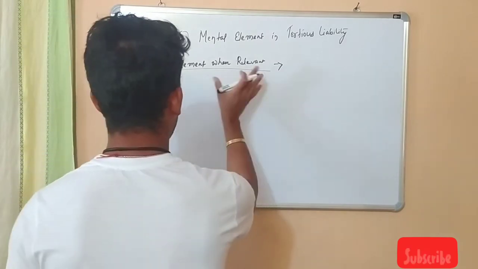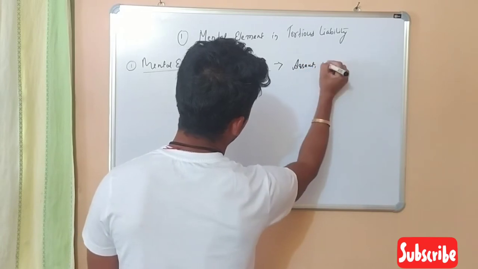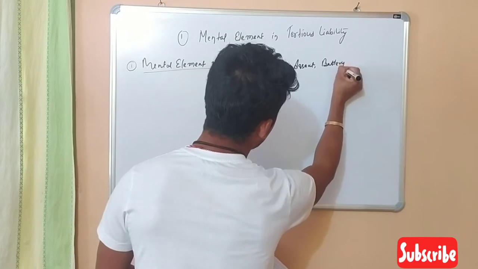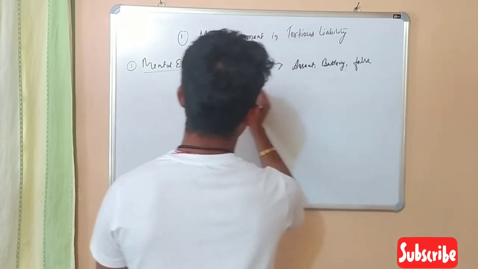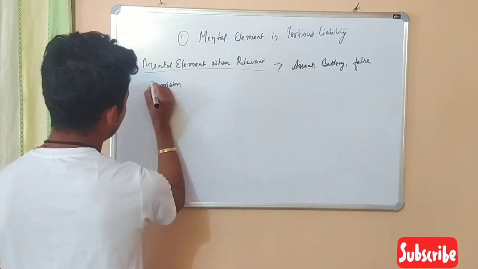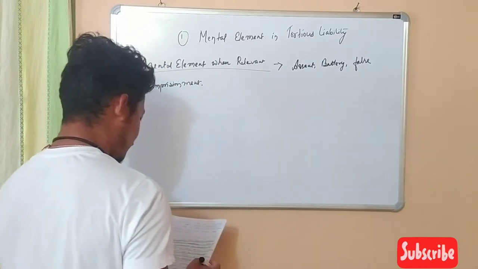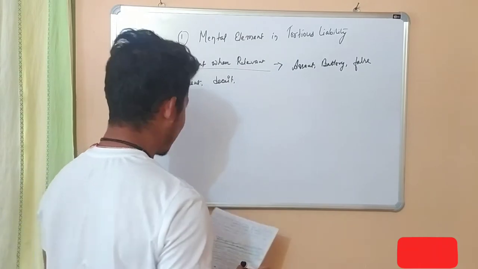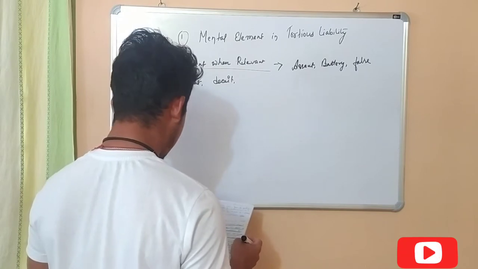In the case of assault, battery, false imprisonment, deceit and malicious prosecution. I'll explain all these terms to you.